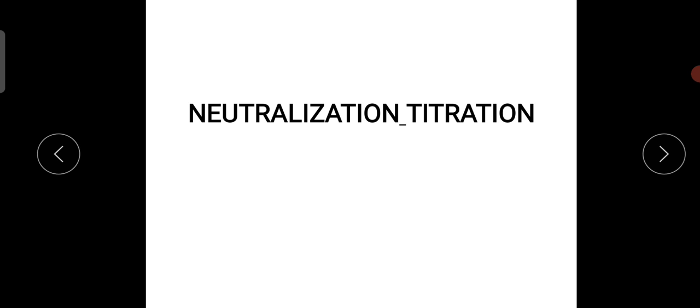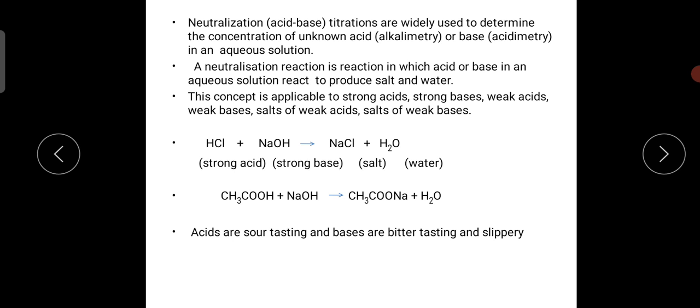So, today we will be dealing with neutralization titration. In our previous chapter, we studied this titration. This titration is used to determine alkalimetry and acidimetry, so we can call it acid-base titrations. Let's discuss an example.